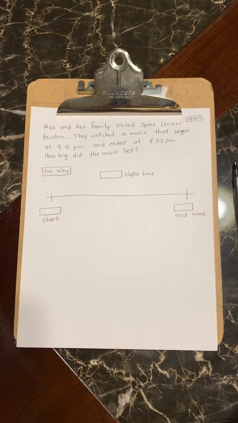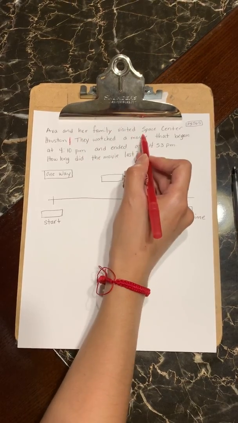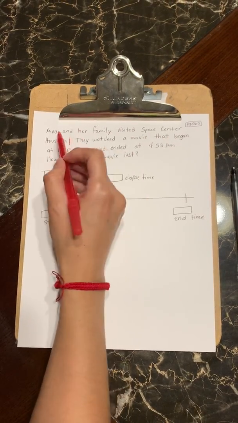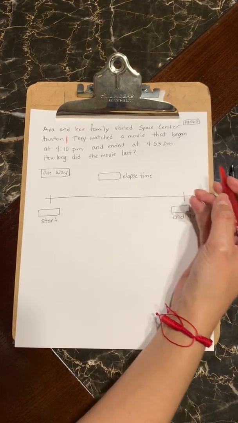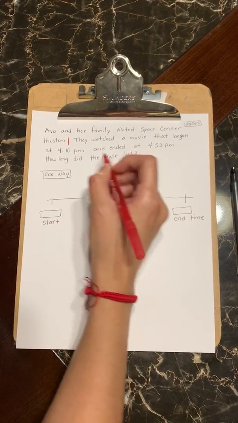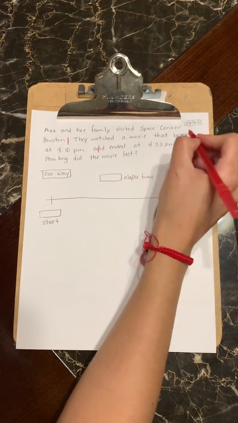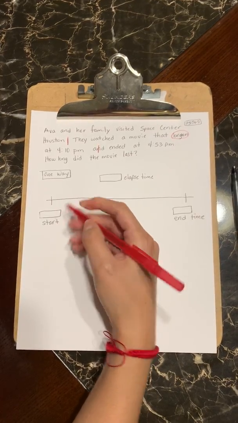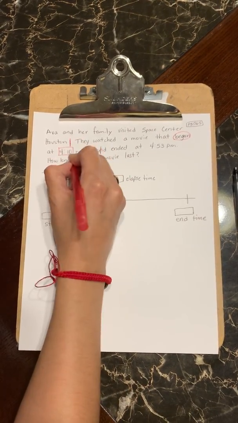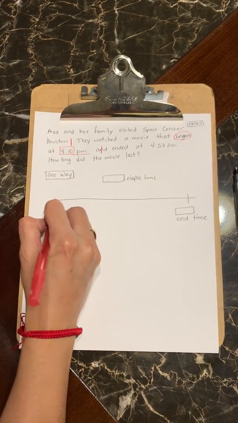If we were doing our B cup, we would start with the first sentence. Ava and her family visited Space Center Houston. This sentence doesn't matter because it doesn't tell us anything about time. The second sentence says, I'm going to stop at the word began. They watched a movie that began. Began is an important word because that means that it started at 4:10 p.m. So I'm going to go ahead and put my 4:10 p.m. inside this box.